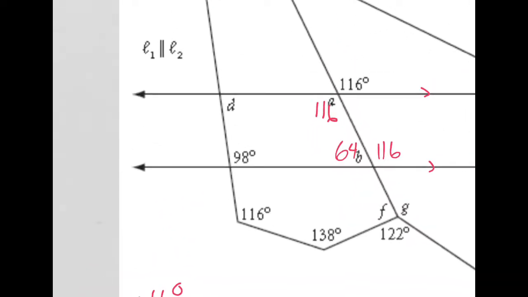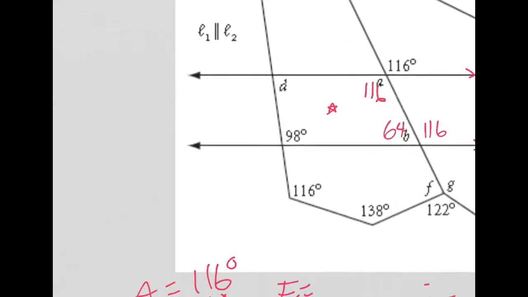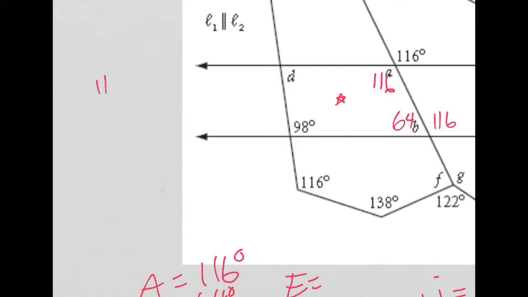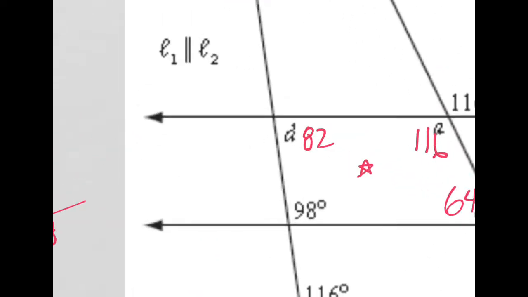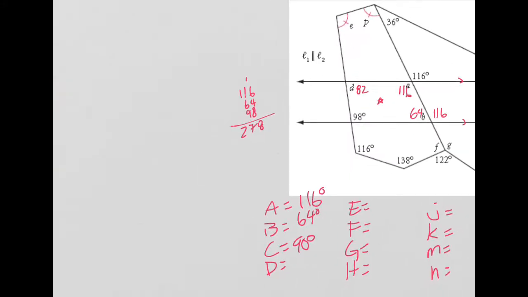Well, notice in this quadrilateral right here, I have 3 of the angles, which then will allow me to find D, because a quadrilateral has to add up to 360 degrees on the interior. So I have 116 and 64 and 98. Let's add that all up. You should get 278, and then if you subtract 278 from 360, you should get 82. So that tells me that D has to be 82. So I've found 4 of these values so far, off to a pretty good start.